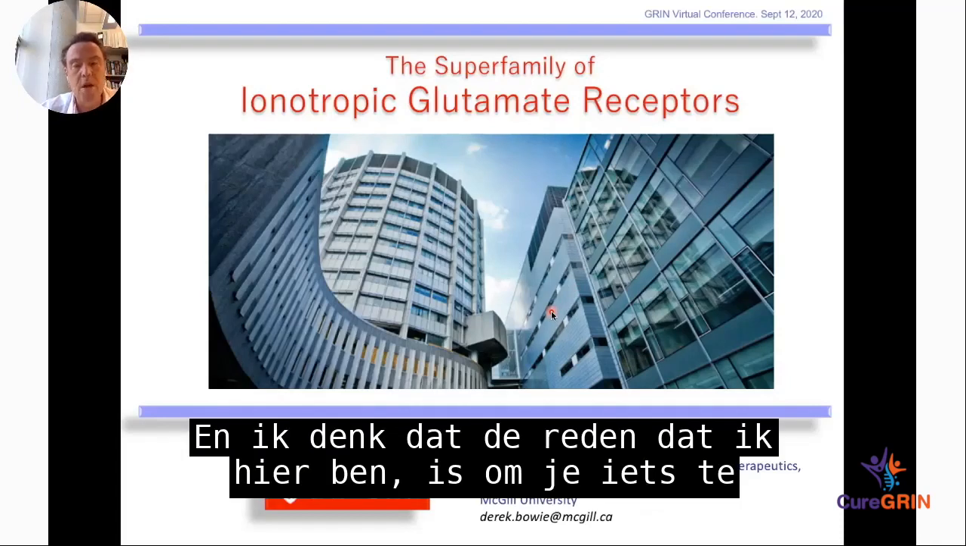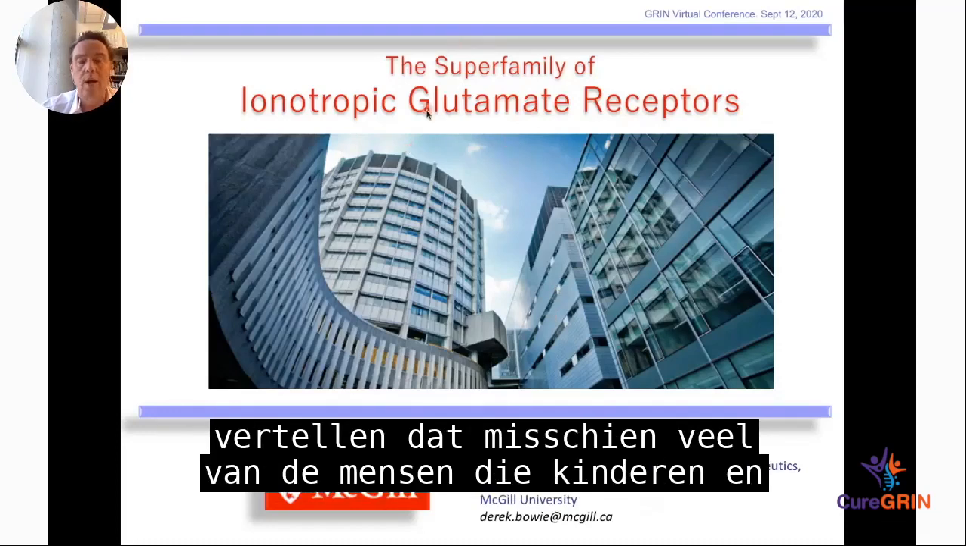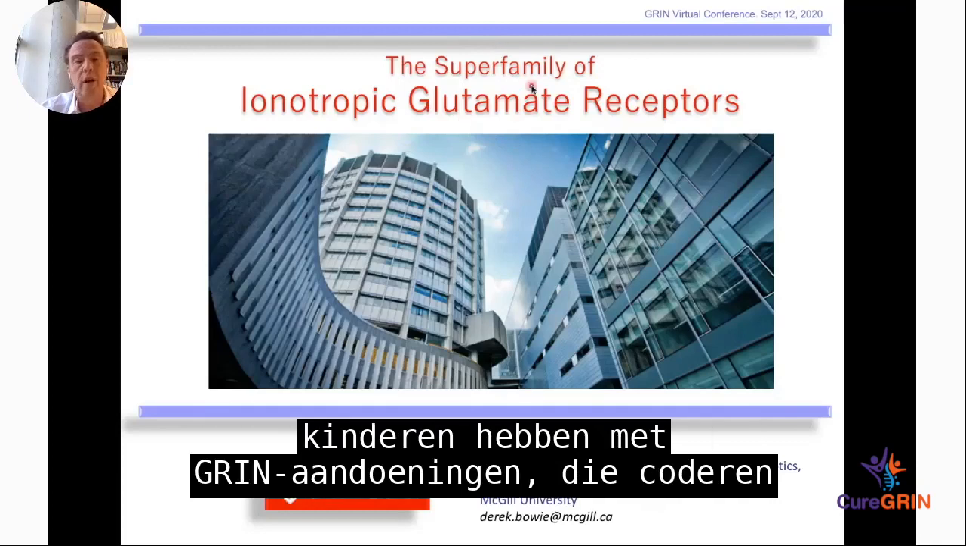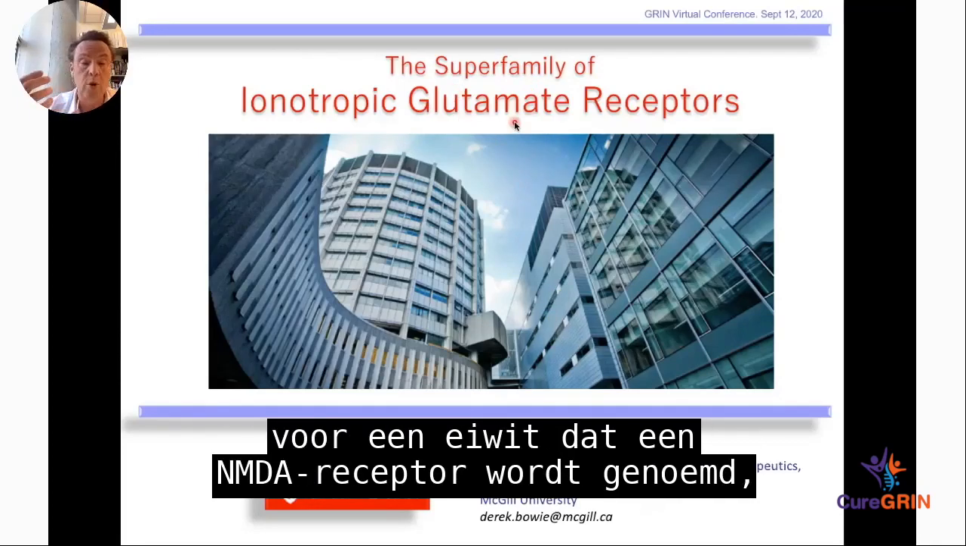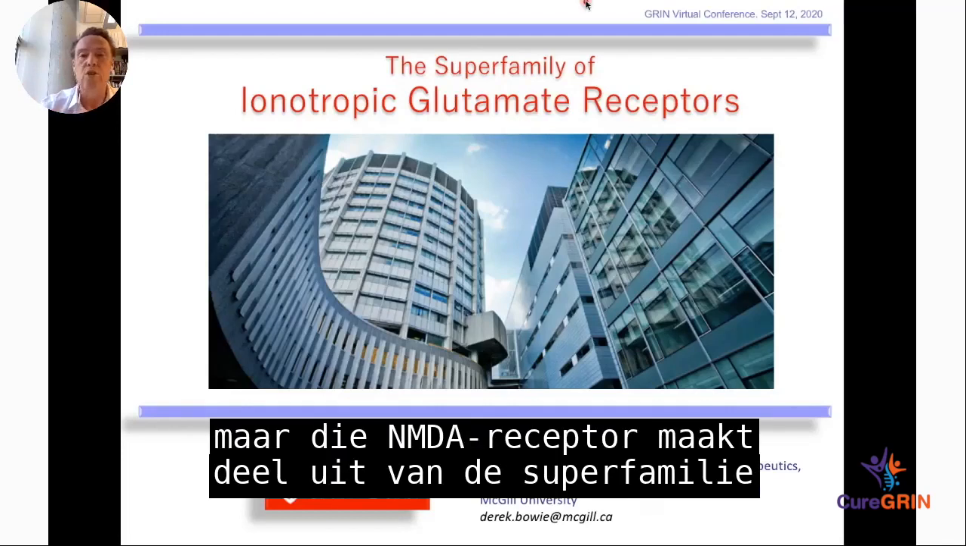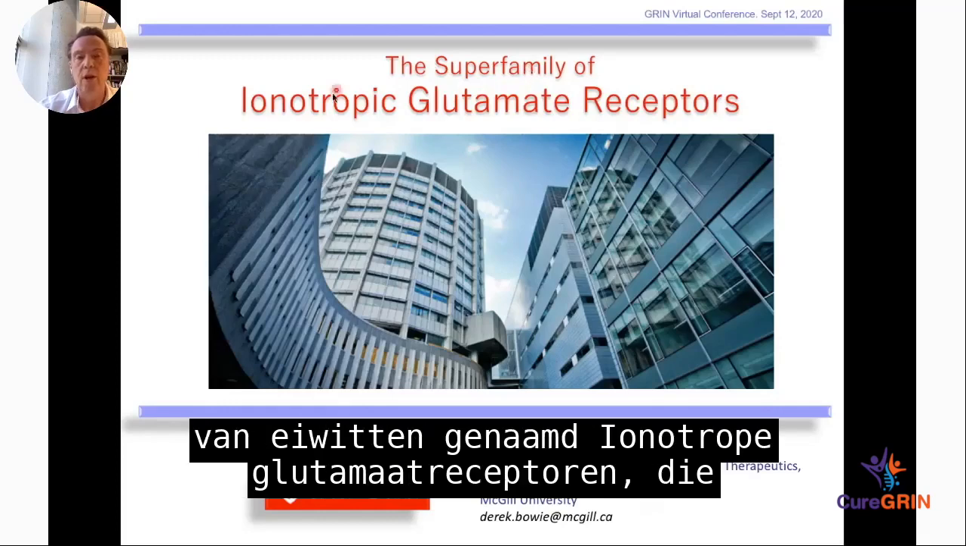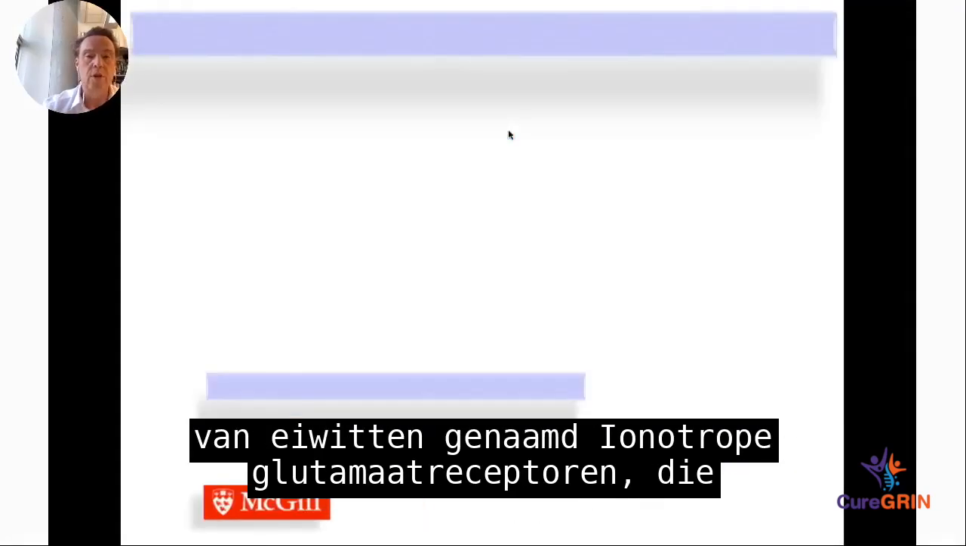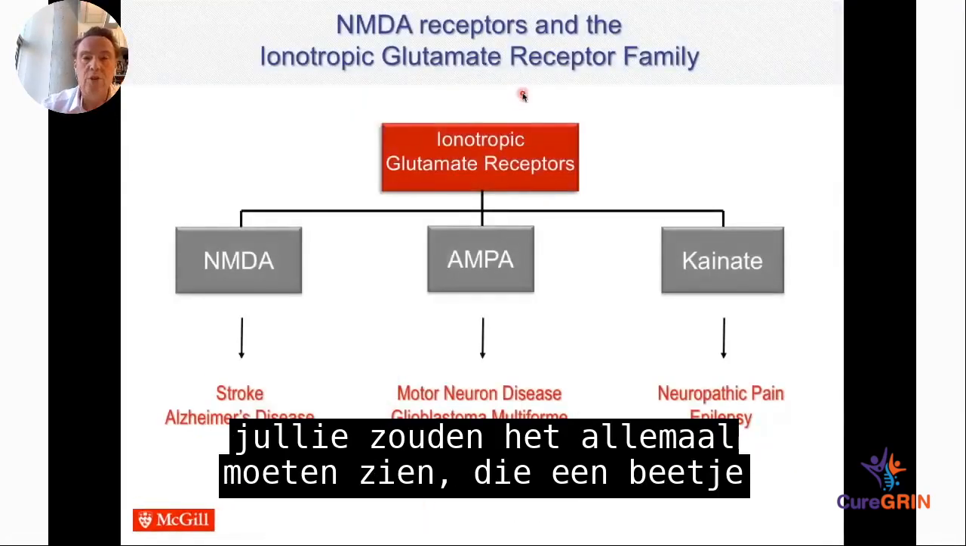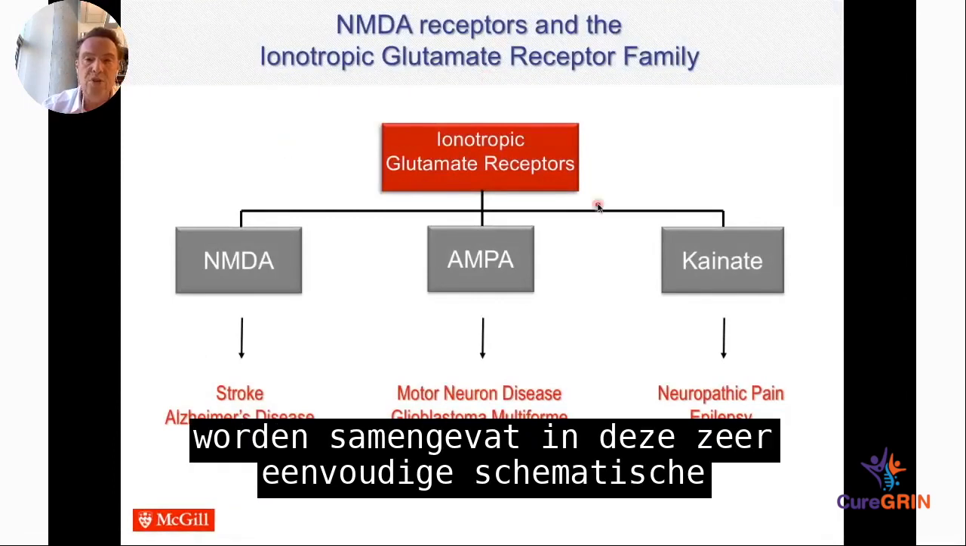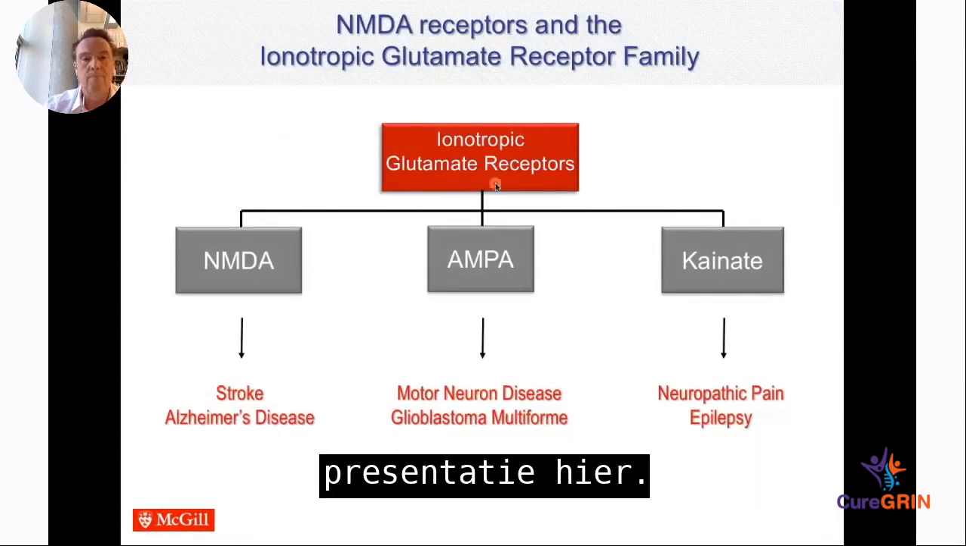And I think the reason I'm here is to tell you something that maybe many of the people who have children and kids with GRIN disorders, which encode a protein called an NMDA receptor. But that NMDA receptor is part of this super family of proteins called ionotropic glutamate receptors, which are summarized in this very simple schematic presentation here.